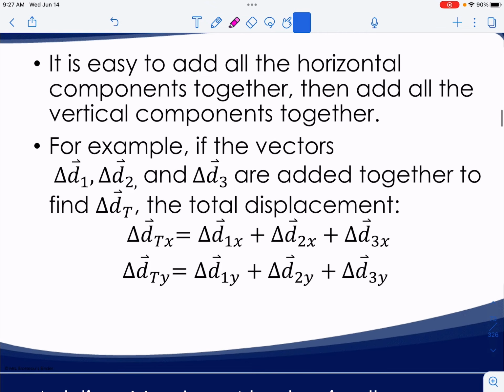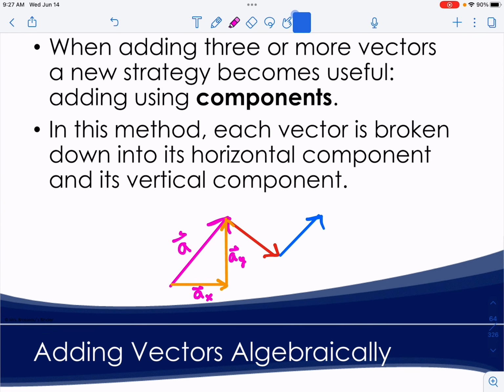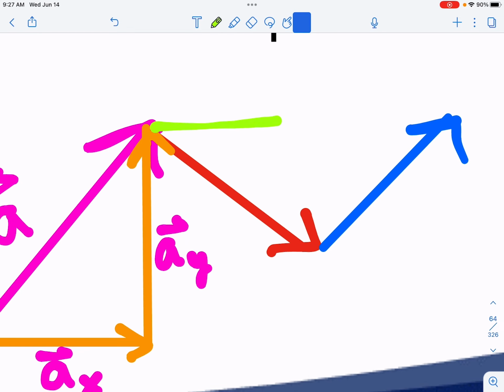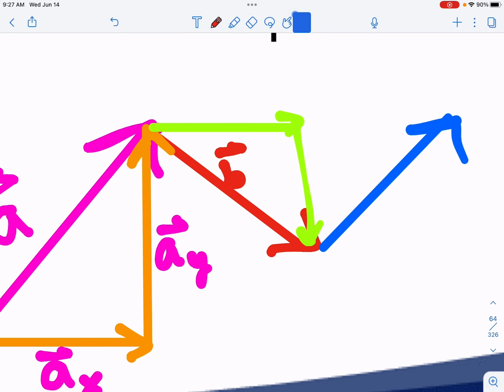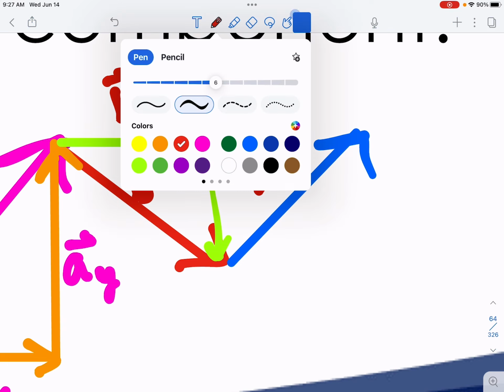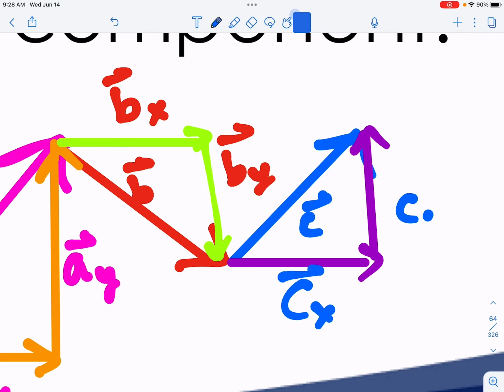So if we go back to our example up here where I drew the three different vectors, if we break this into its x and y components, let me choose different colors. Here, if we break this into its x and y components, we can say that this is vector b. So then this is going to be b sub x and b sub y. And then here we can break this into its x and y components. If this is vector c, this could be vector c sub x, and vector c sub y.